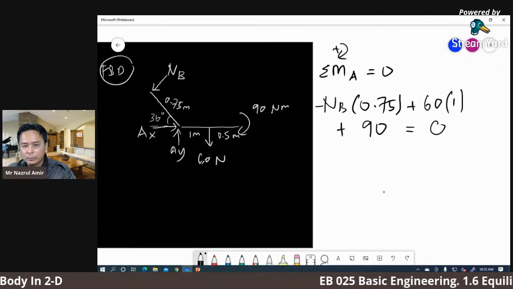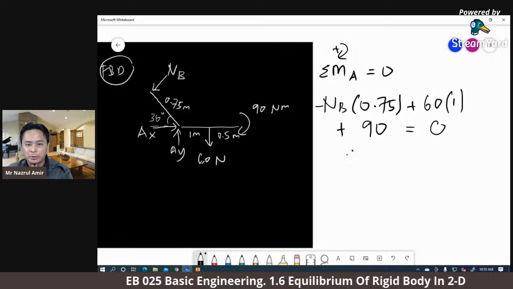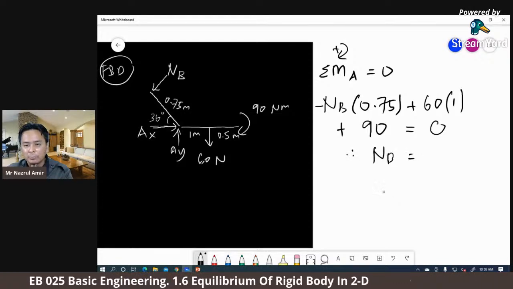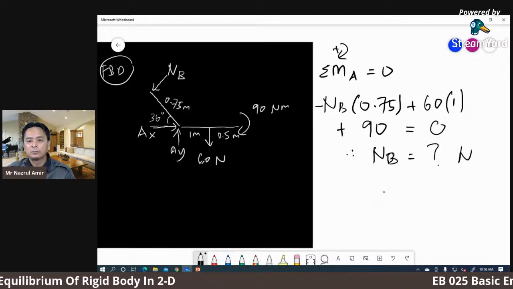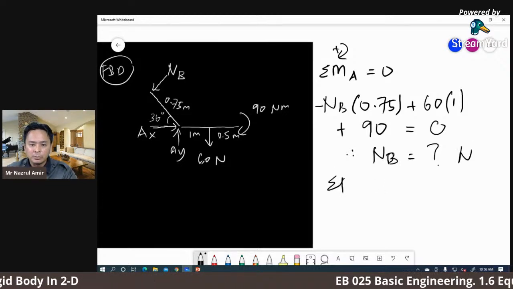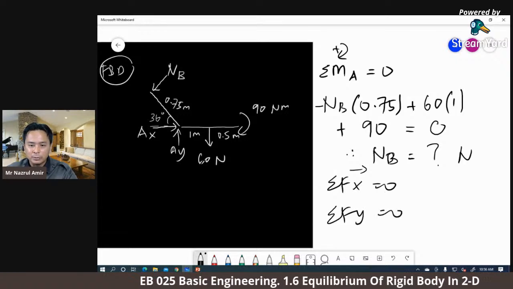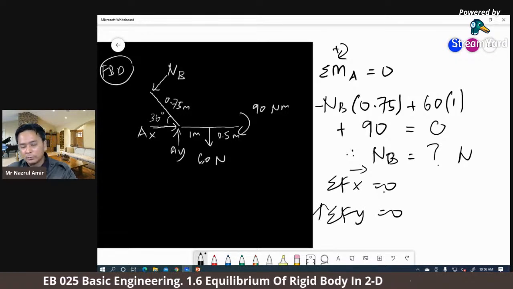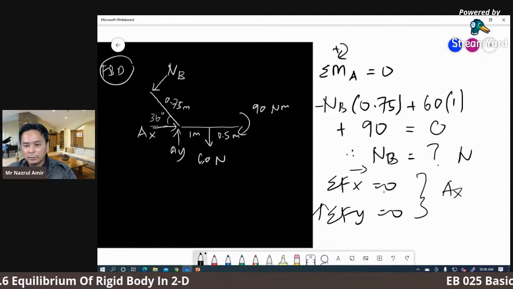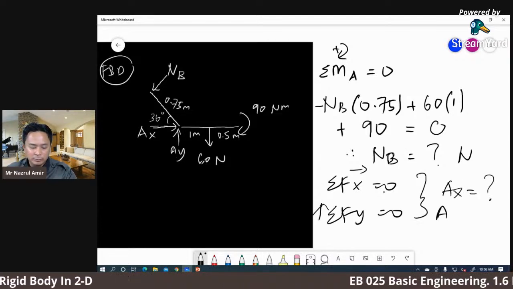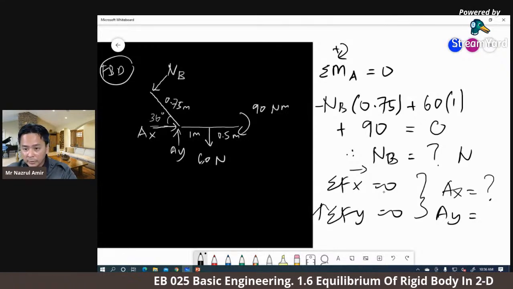So from this equation of moment, we can directly get the unknown of NB. So here we can get NB. Okay. So from that, we can continue with summation Fx equal to 0 and summation Fy equal to 0, to solve for the AX and AY. Okay, I am running out of time now, so I think I will stop here.